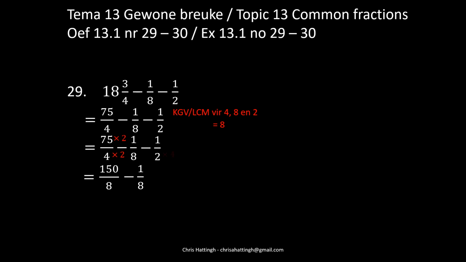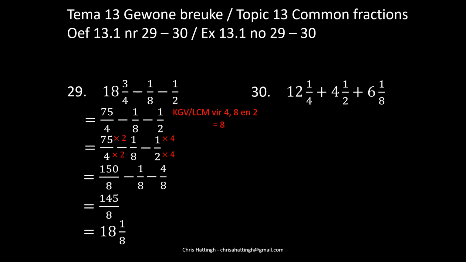And the last one, you're going to multiply by 4. So that will be 4 over 8. So you're going to say 150 minus 1 minus 4 gives you 145 over 8. Converted to a mixed number, it's going to be 18 and 1 over 8.